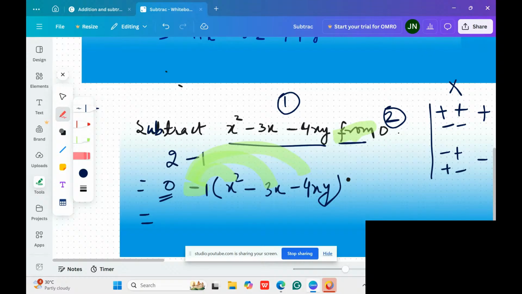Okay, so here we are doing multiplication. So minus into plus is minus. 1 into x square will give you x square. Minus into minus is plus. 1 into 3 is 3 and x. Now minus 1 into minus is plus. 1 into the rest you will get 4xy. So this is your answer. All the signs inside will change.